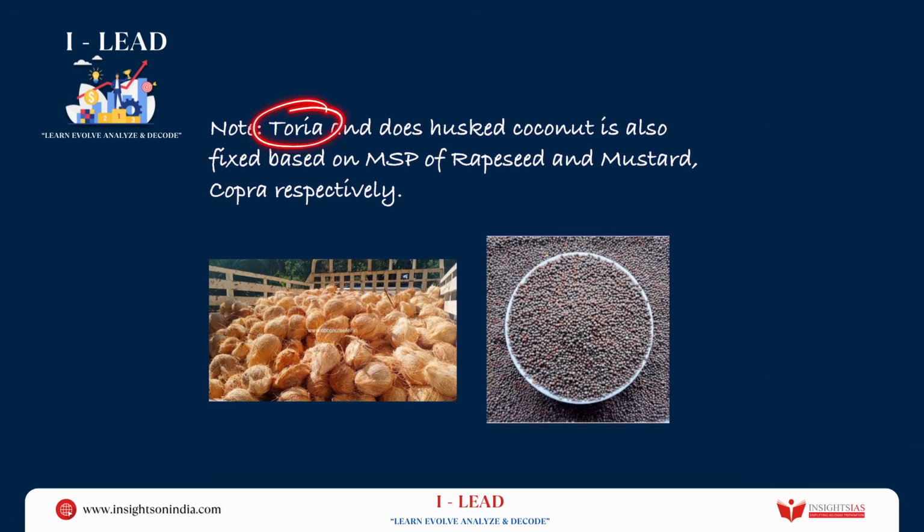So in this, toria and dehusked coconut. Dehusked coconut is what we generally use in front of the temples and is usually used for cooking. So toria and dehusked coconut are fixed on the MSP of rapeseed and mustard, and copra respectively. So what is this? This is nothing but mustard. Mustard is the thing you would have seen in Shah Rukh Khan movies where the heroine goes running in a chiffon sari. Those yellow color flowers are all mustard. So basically oil seeds, used to make oil. Okay, sarso ka tel.